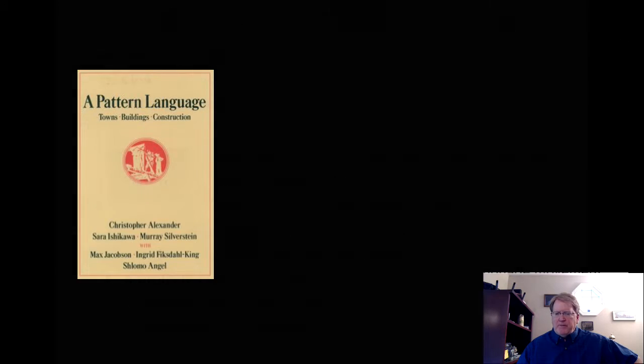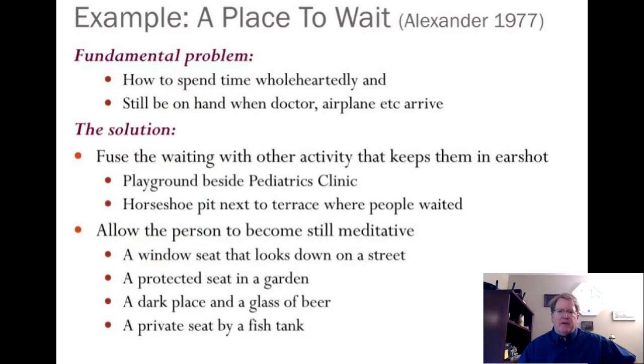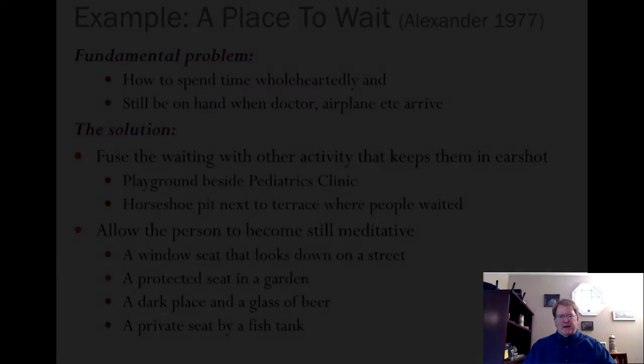To give an example, a place to wait is a pattern that talks about solving the problem of people needing to wait and still have something to do while they're waiting, but be close enough that they can hear a signal that tells them that their wait is over. So some of the things he talks about are listed here, having a playground next to a pediatrics clinic, or the one that I particularly like, having a dark place and a glass of beer. That would be my ideal waiting room.